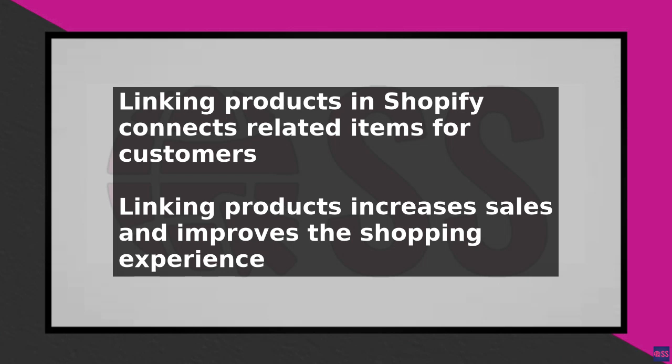To start, log into your Shopify admin panel and navigate to the Products section. Here you will see a list of all your products. Click on the product you want to link. In the Product Details page, scroll down to the Linked Products section.